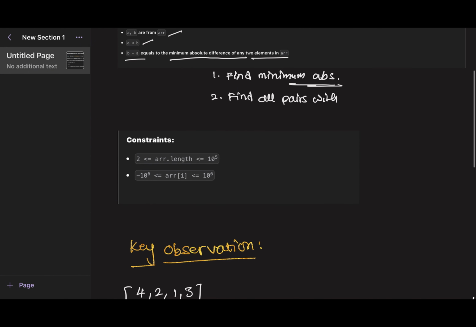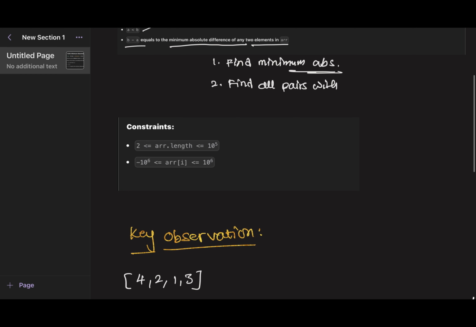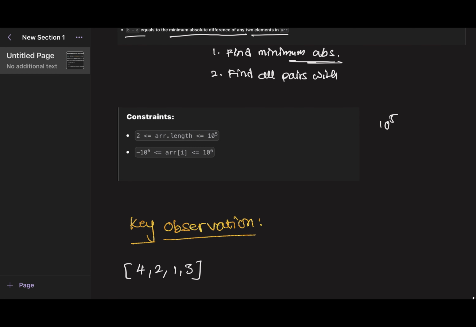Okay, now let's see the constraints. The constraint is array length up to 10 to the power of 5. So we cannot go beyond certain limits. If we choose an n square approach, it would be 10 to the power of 5 times 10 to the power of 5, which is 10 to the power of 10. So we cannot go beyond 10 to the power of 8, right? So we need to think of a solution which is better than n squared.